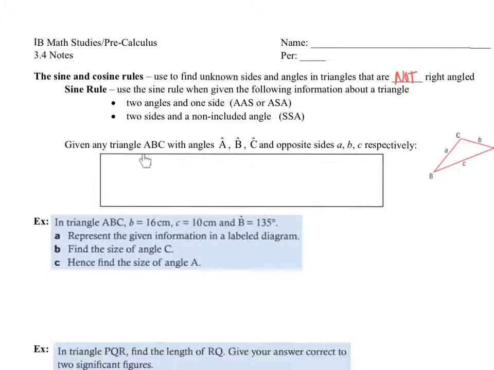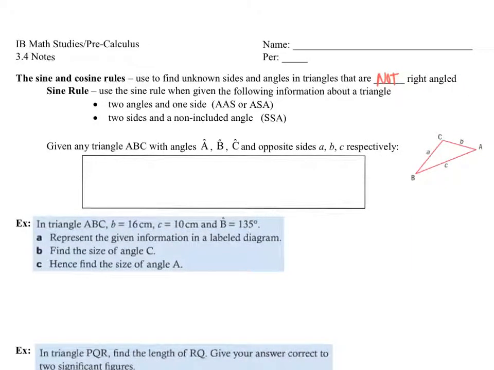It says, given any triangle ABC with angles A, B, and C and opposite sides a, b, c respectively. In other words, the side that is opposite angle A we'll call little a, the side that's opposite angle B we'll call little b, and the side that is opposite angle C we'll call little c. Whenever we have a triangle set up like that, then the following relationships will always be true: the sine of angle A over a is equal to the sine of angle B over b, and that's equal to the sine of angle C over c.